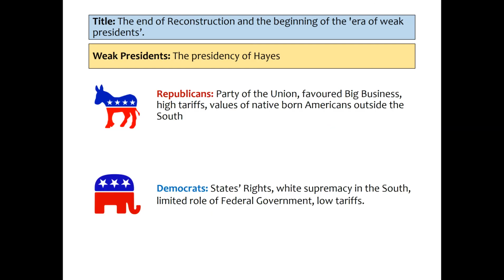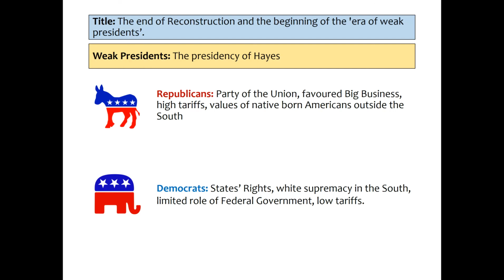And it leads to a period of weak presidents, and we start the weak presidency with Rutherford Hayes. Rutherford promises that he will only seek one election. He will not be re-elected in the next election in 1880. He sticks to that, but it does make him incredibly weak, a lame duck.